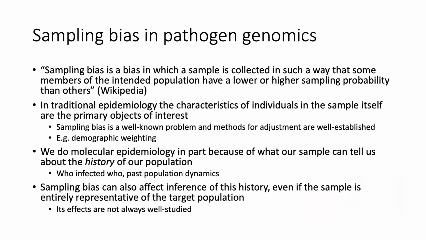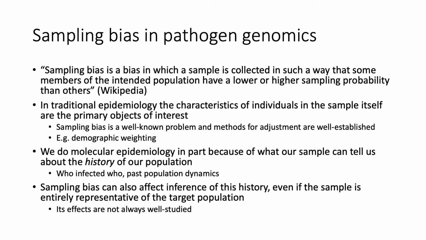Okay, so to quote Wikipedia, where I went for a go-to quote, sampling bias is a bias in which a sample is collected in such a way that members of the intended population have a lower or higher sampling probability than others. And in more traditional epidemiology and general population surveys, it's usual that the characteristics you're interested in are the characteristics of the individuals you're sampling. In that case, sampling bias is a well-known problem, and methods for adjustment for it are well established, such as weighting by demography.